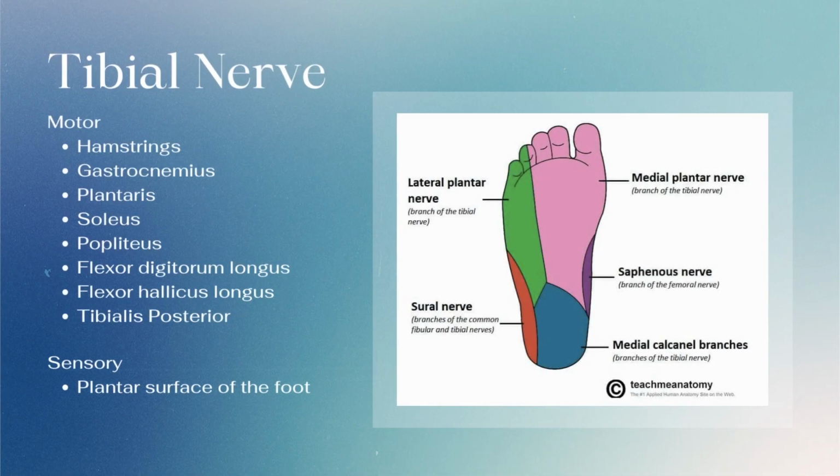For tibial nerve, it gives innervation to the posterior legs, so the hamstrings, the gastroc, soleus complex, and all those little posterior muscles like plantaris, popliteus, and some of those down in the lower leg are the flexor digitorum longus, flexor hallucis longus, tibialis posterior.